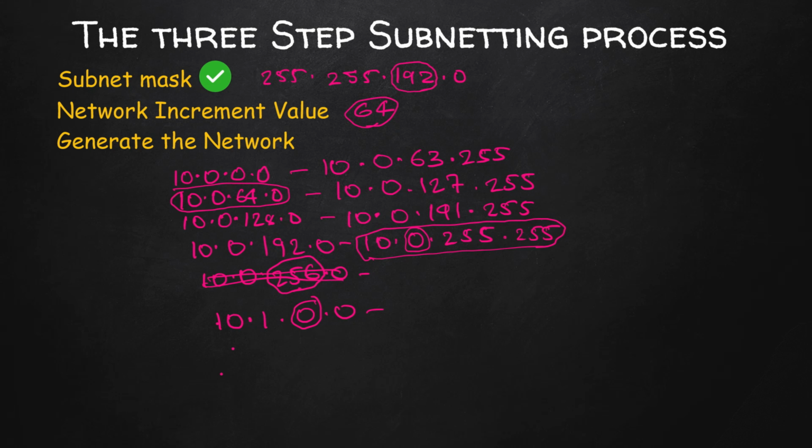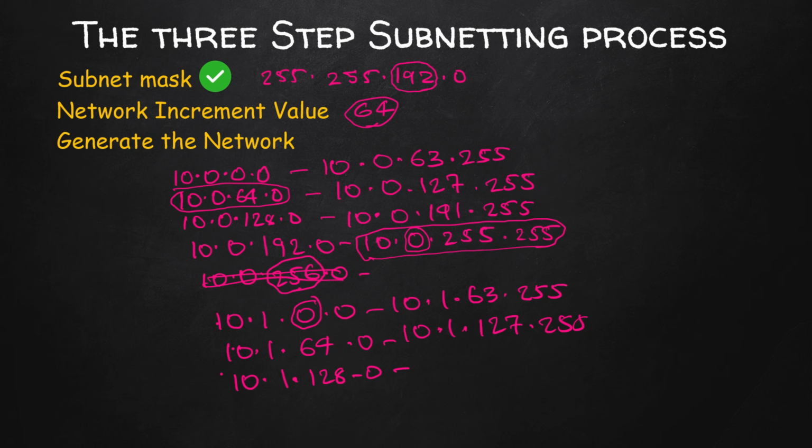So the next network will be 10.1.0 plus 64, 64, then 0. Next one will be 10.1.128 because 64 plus 64.0. So in this way, calculate the ending IP address of the previous network. Here it will be 10.1.63.255. Then here 10.1.127.255. So in this way you need to generate 1000 networks.